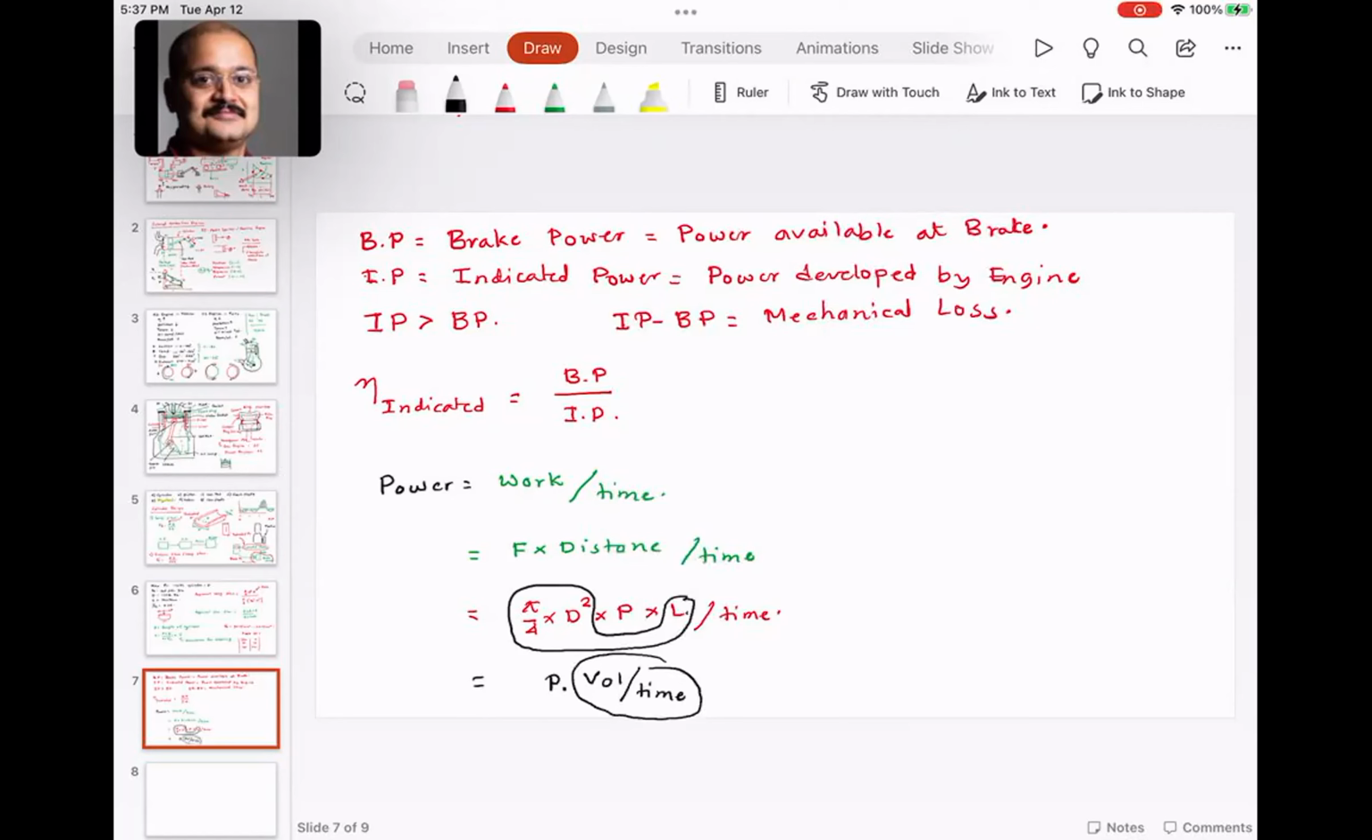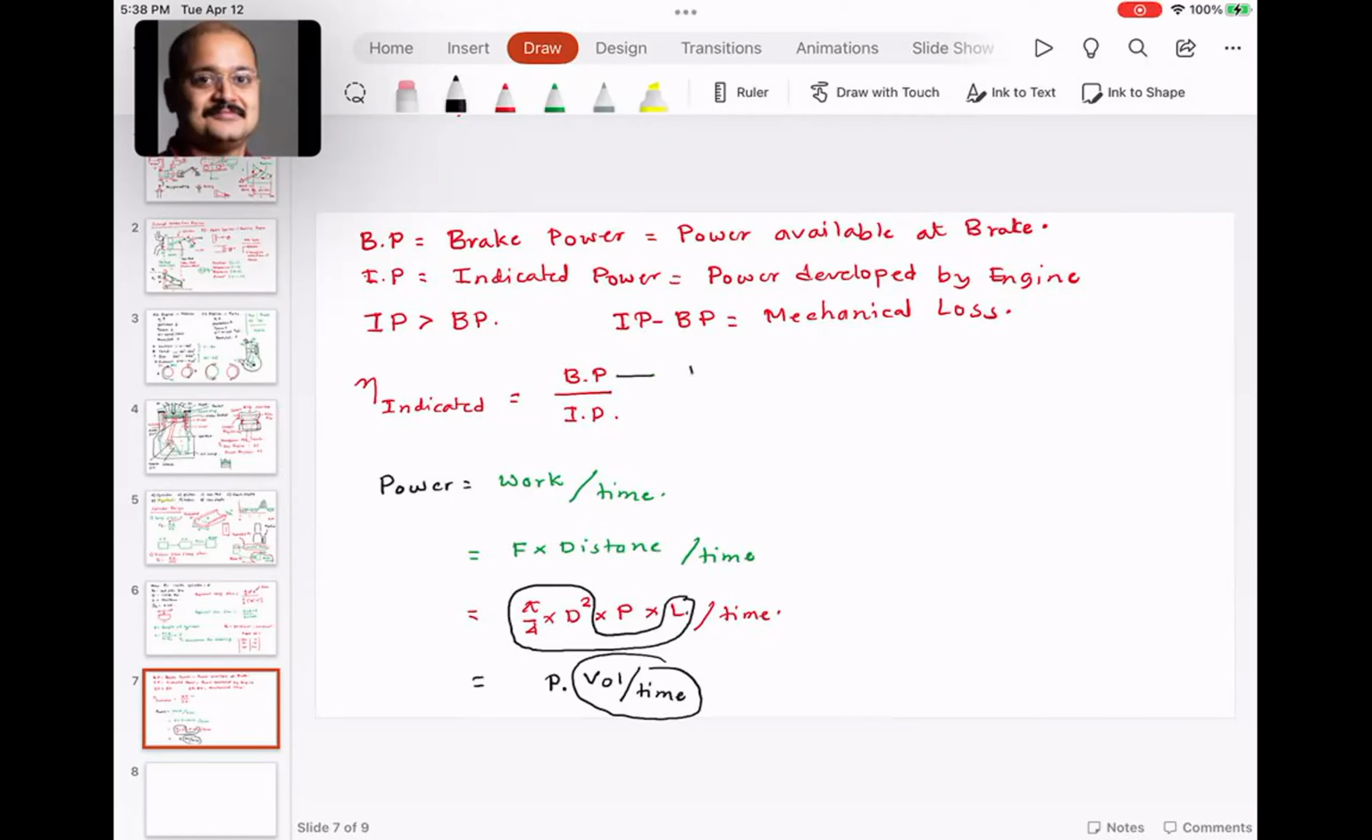So please understand, cylinder volume is not going to change. Why is it not going to change? Because the diameter is going to remain the same. The stroke length is going to remain the same. But depending upon what power you are looking at, pressures are going to be different. So let me ask you this question.